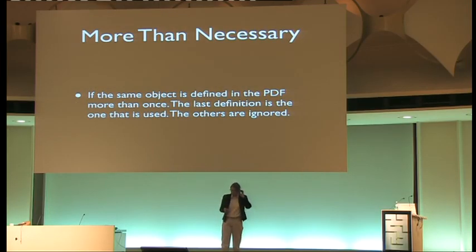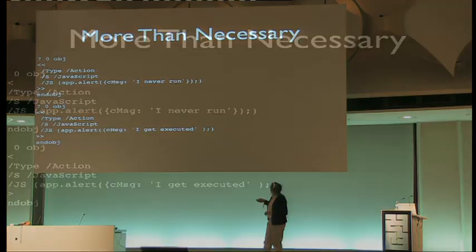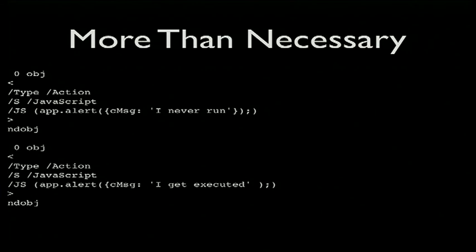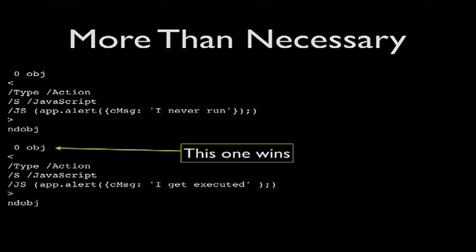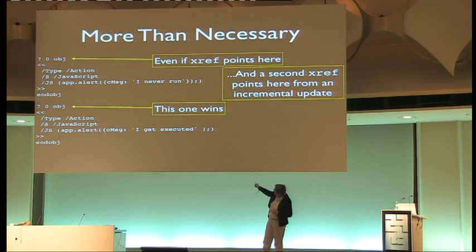Oh yeah, you can define the object more than once. It doesn't quite explicitly say what the behavior is in the spec. Although, since you can do infinite revisions on all of the objects just by appending new ones to the end, that's pretty much the behavior it follows. Although if you don't quite do it the way the spec does, it still works anyway. So if you define object 7 twice, this one is the one that actually runs. And even if you point your cross-reference table and say that's really object 7, it still runs that one. And if you even do an update, say, oh, this PDF was updated, and these are the new objects, and this is a new cross-reference table, and you point at that one, it still runs that one.